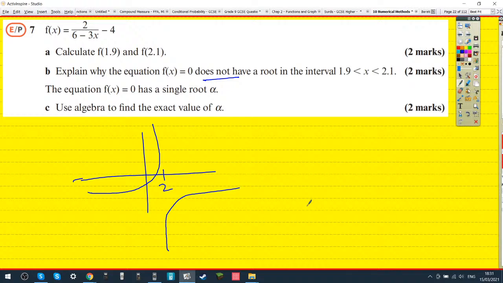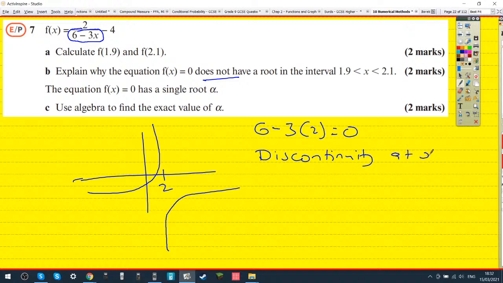Because it's two separate lines. Yes, there's a discontinuity when x is 2. If you sub 2 in for x, what do you get on the denominator? 0. Yeah, and what can you not divide by? 0. Yeah, that's why. Discontinuity at x equals 2, therefore no root. There's a sign change, but there's no root.